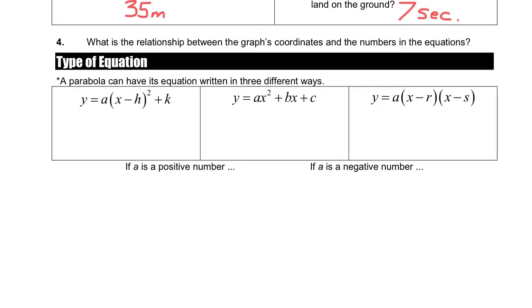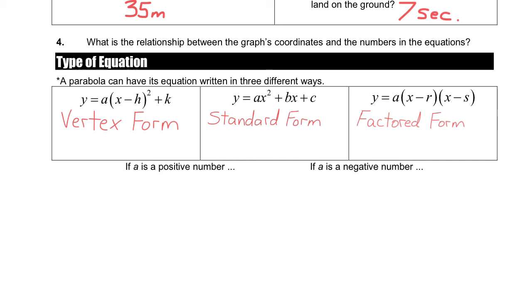So in general, the 3 different ways of writing an equation for a parabola are this, this, and this. This way is called vertex form. This way is called standard form. This way is called factored form. Now in the vertex form, you'll notice that the number in this position and the number in this position give you the coordinates of the vertex. So we can say the vertex coordinates are h, k, whatever those numbers h and k are in the equation.